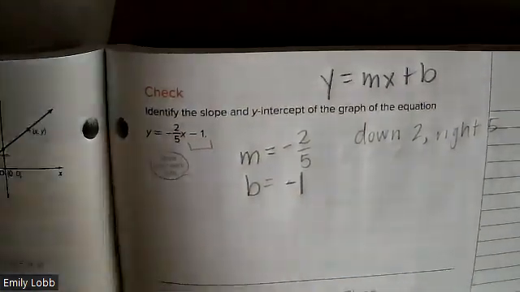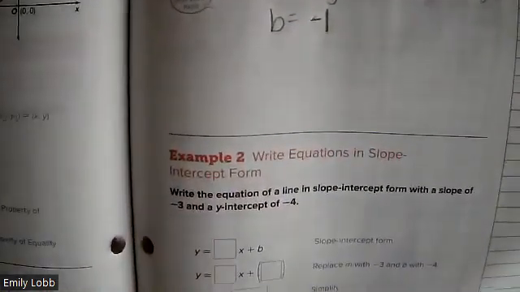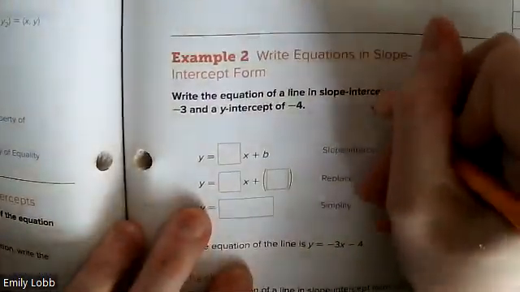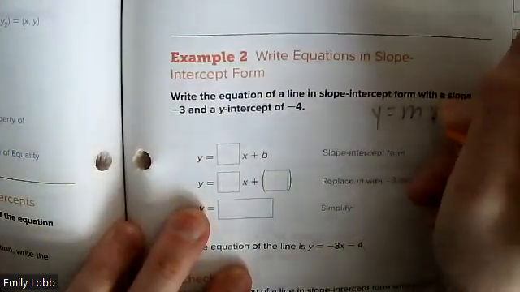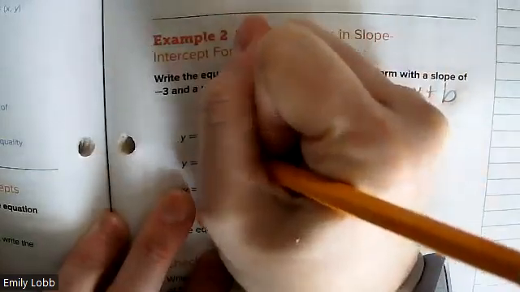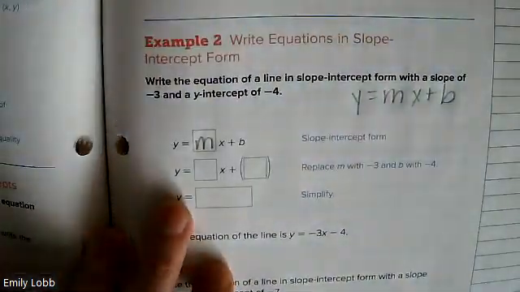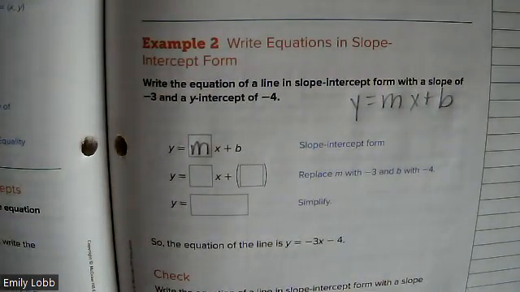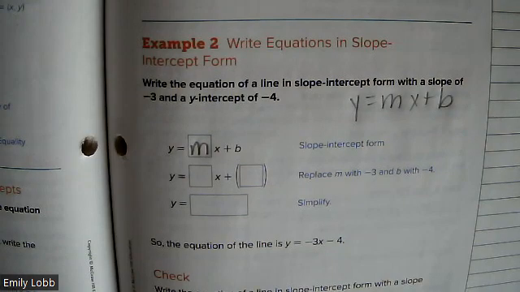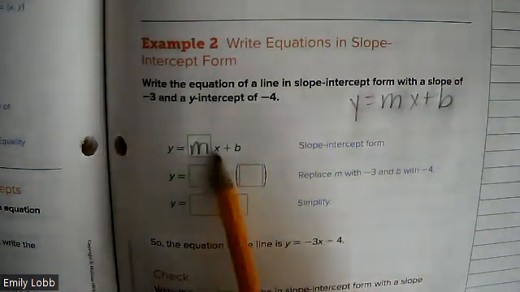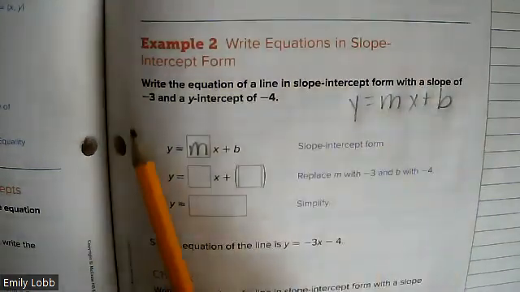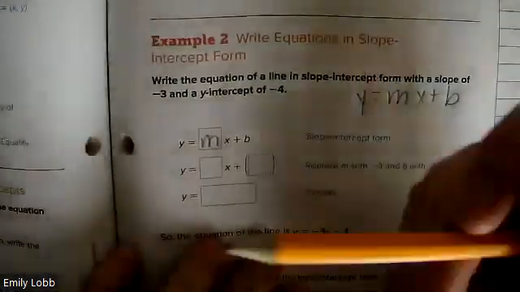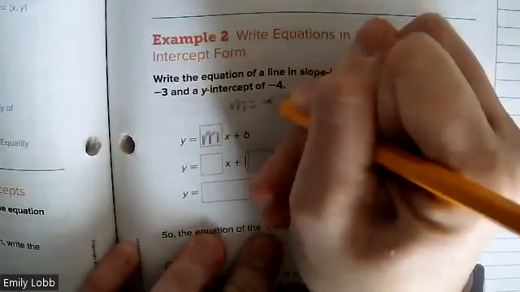All right, so now we need to be able to write equations in slope-intercept form if we're given the slope and the y-intercept. So we know y equals mx plus b. That's what they're having us put here. Y equals mx plus b. What are they telling us the slope of this line is? What's the slope? If the slope is -3, then m equals -3.